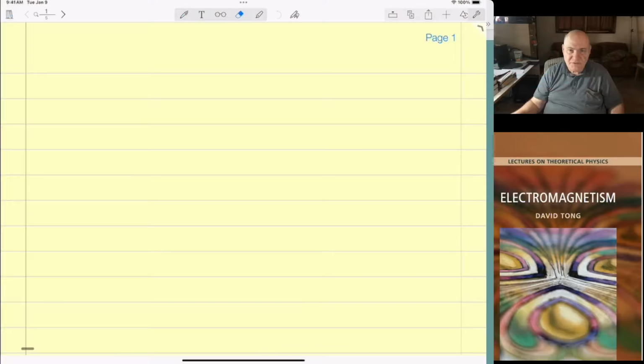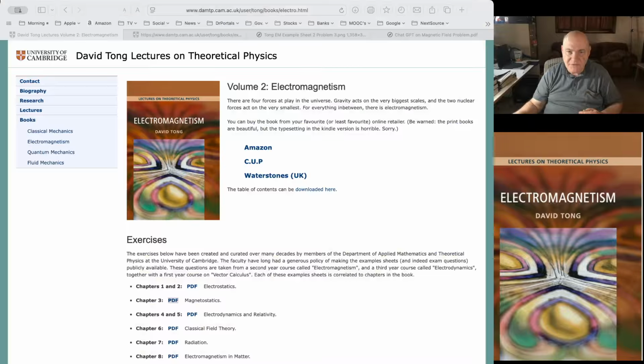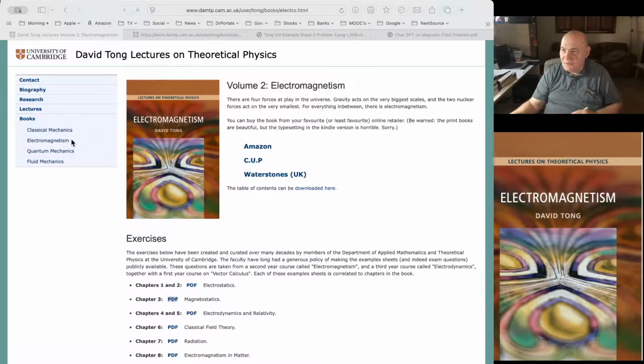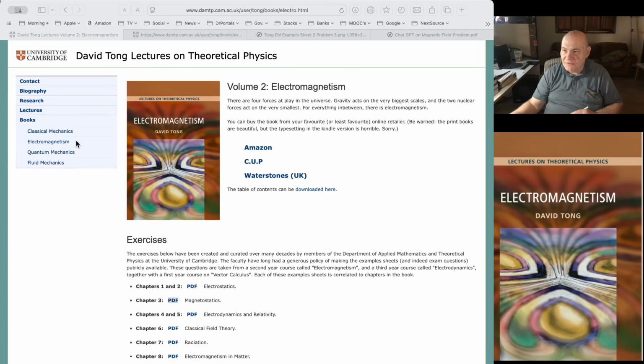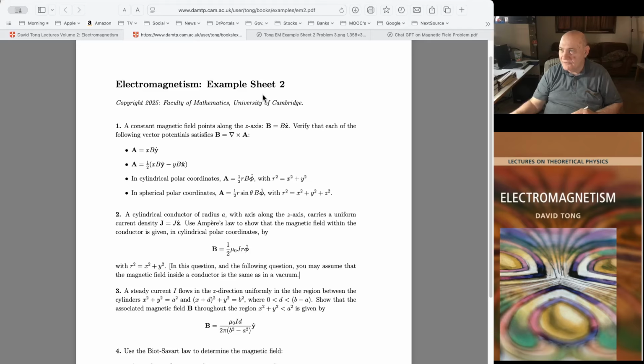So today I want to just do a problem from David Tong's Classical Electromagnetism book, which just came out recently. He has 4 books that just came out. I'm working through most of the first and second books, and I'm going to try and do the next couple of books in the next month or so. He's got exercises for the problems right on the website for the book. And so he has his example sheet 2 for magnetostatics, and I'm going to do problem 3 today.